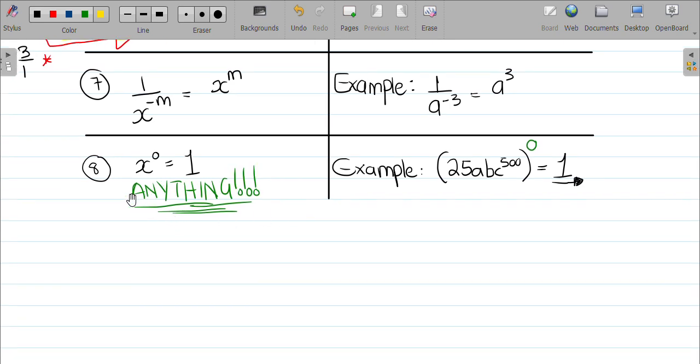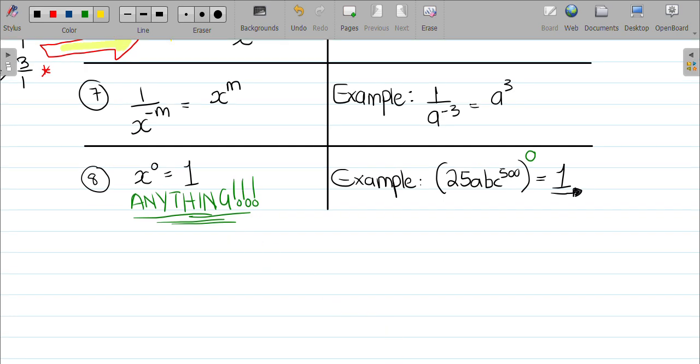Okay, and then lastly, number 8. All right, this one's super simple and super easy. Right, guys, the rule is: look at this. Anything to the power of 0 is equal to 1. So in my example that I made for you, I made it quite exaggerated. Look at this amazing number that I put here. 25ABC to the power of 500 is all to the power of 0. What did I say? Anything to the power of 0 is equal to 1. Okay, so that is the final rule for today that we need to know.